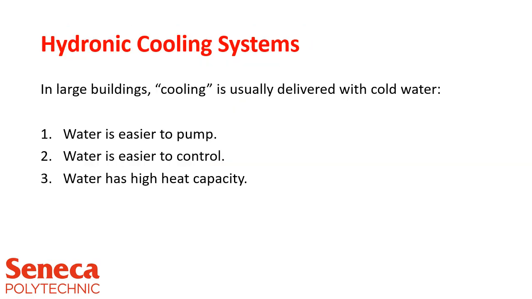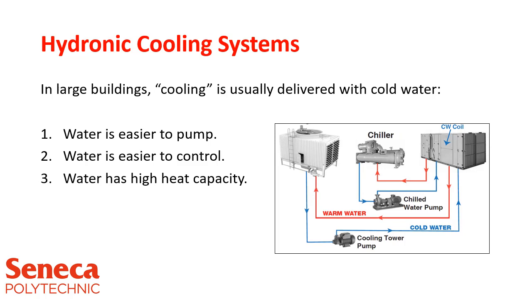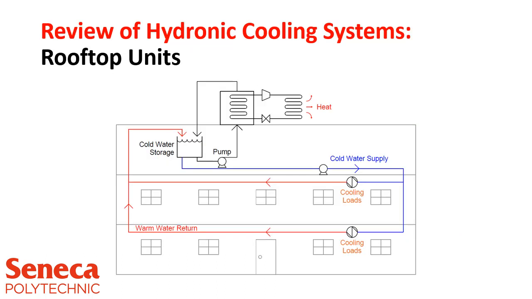In this course we will learn that cooling can be provided in large buildings by cooled or chilled water. In fact, the cooling systems that use water as the means of heat transfer, or hydronic cooling systems, are our main focus in this course. For now, keep in mind that water is easier to pump, easier to control, and has high heat capacity compared to air. In the coming chapters, we will briefly talk about rooftop units, as simple hydronic systems, and how they can produce cool water that is sent to the occupant's space to provide cooling.